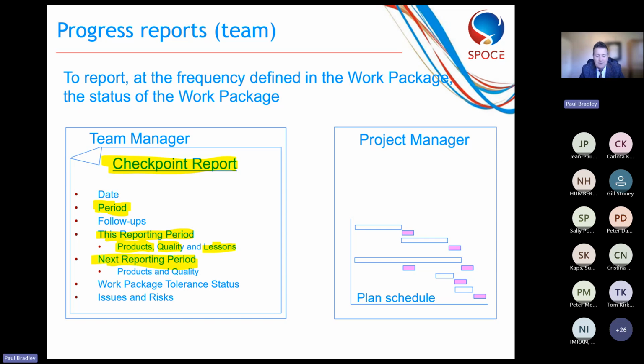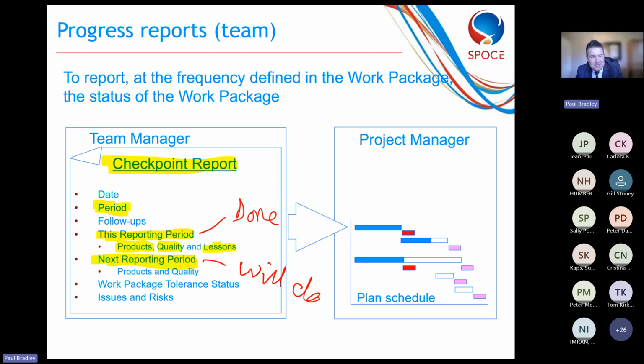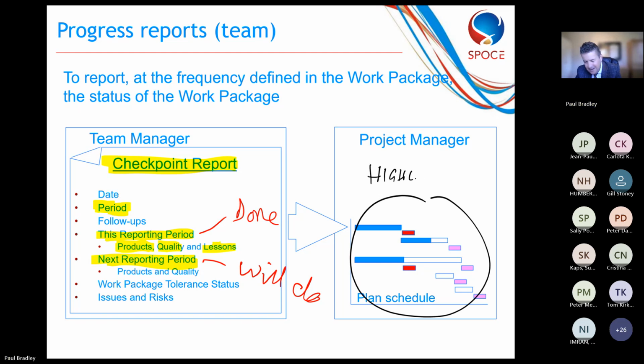What's going to happen in the next reporting period? Essentially what we've got here is: this is what we've done, this is what we will do. Then from there that will go to the project manager, where the project manager can update their plan and report on that. Of course, all of this information will go into a highlight report or a project status report, and that will go to the sponsor.